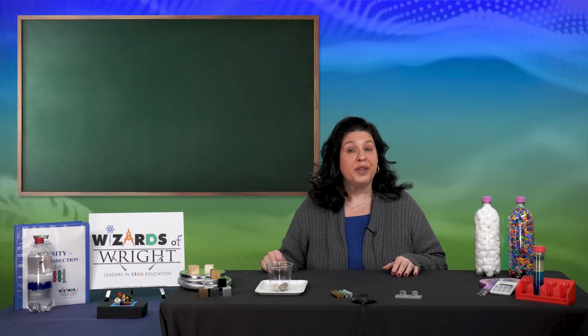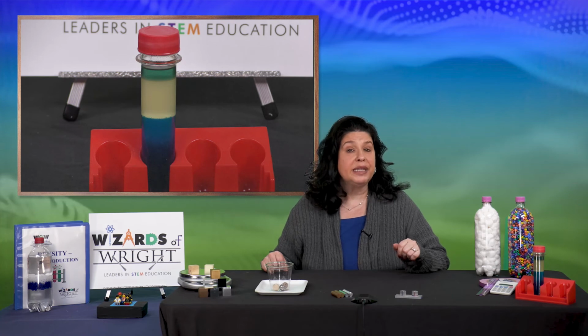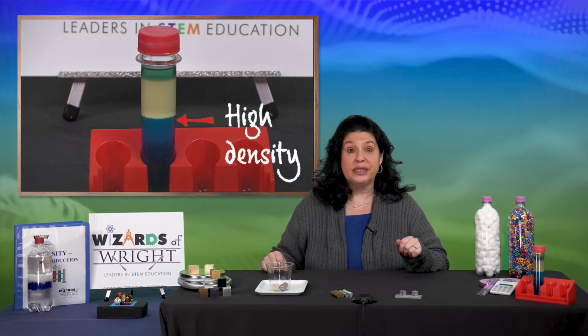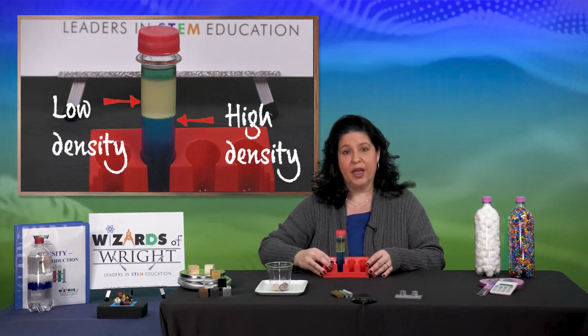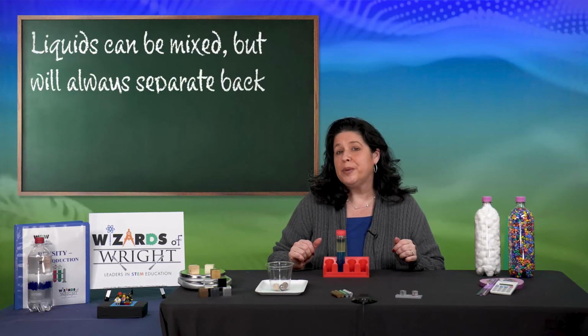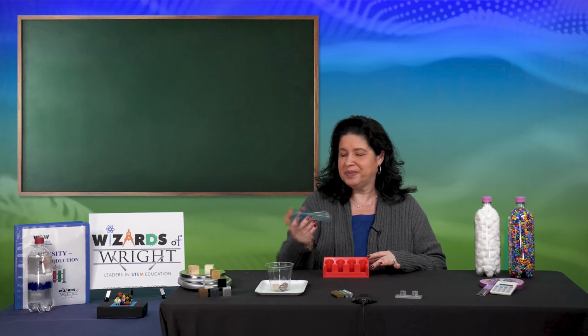I'd like to show you these layered liquids. Liquids also have density. Liquids that have more mass per unit, or in other words, a high density, will sink below other liquids. Due to the properties of liquids, they can be mixed, but will always separate back out and layer in their order of density. Watch.